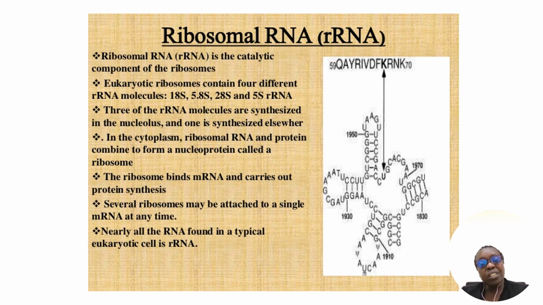As we end, after the transfer RNA, we have the ribosomal RNA. The ribosomal RNAs are the ones that make the ribosomes, okay? And you refer to them as the catalytic part of the ribosomes. If we look at the eukaryotic organisms, the eukaryotic ribosomes contain 4 different RNA molecules: the 18S, 5.8S, 28S, and 5S ribosomal RNA. The ribosomal RNAs are also synthesized in the nucleolus, and they are transported back through the nuclear pore into the cytoplasm.